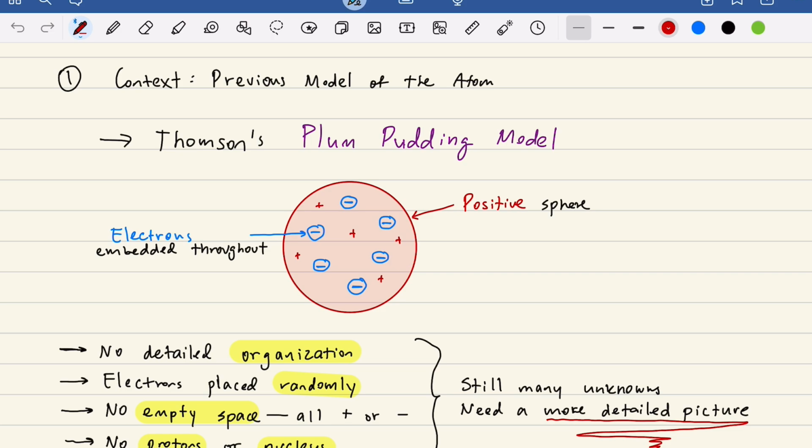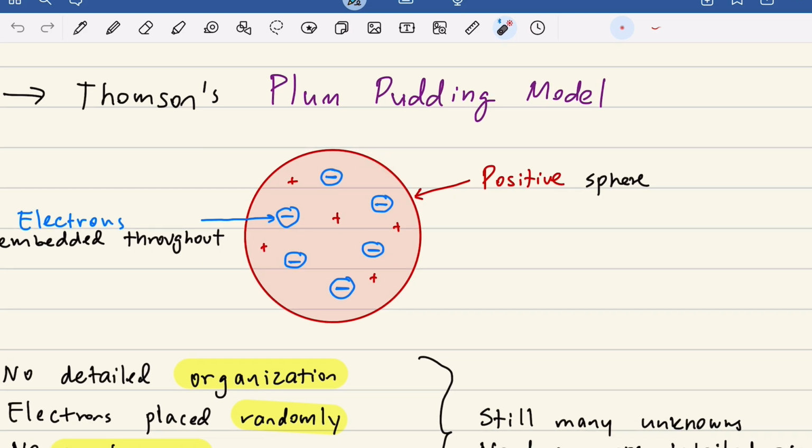Rutherford's crucial experiment. The previous atomic model was Thomson's plum pudding model, which I've sketched out here. They imagined the atom a bit like a bowl of pudding. In this case, the pudding itself is positively charged. So there was no concept of a positively charged particle like the proton that we have today.